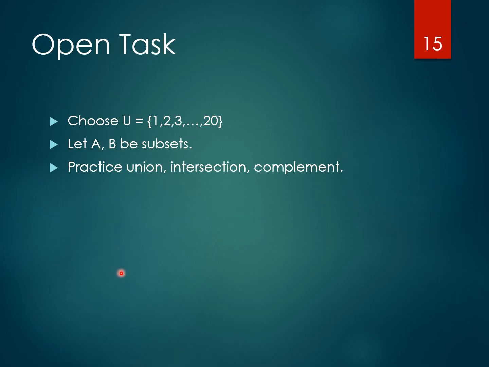Now it's your turn. Take the universal set U is equal to {1, 2, 3, and so on up to 12}. Choose any subsets A and B. Practice union, intersection, and complements. This hands-on practice will help you understand the operations better.